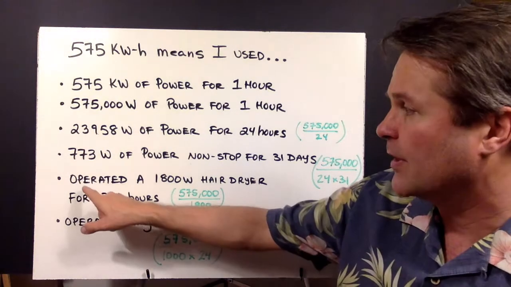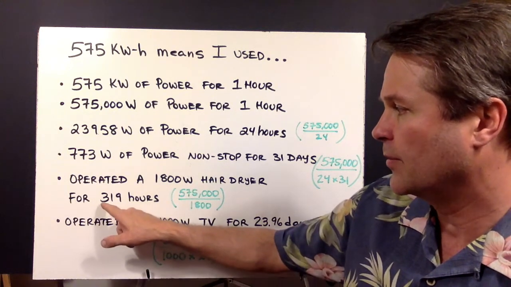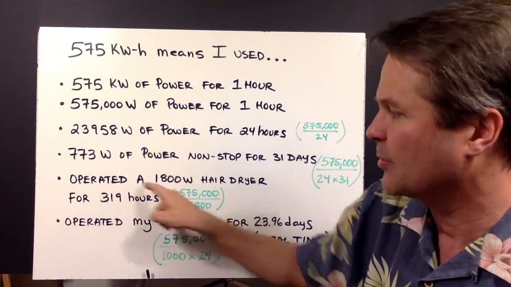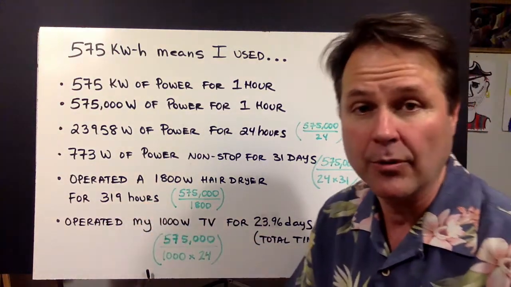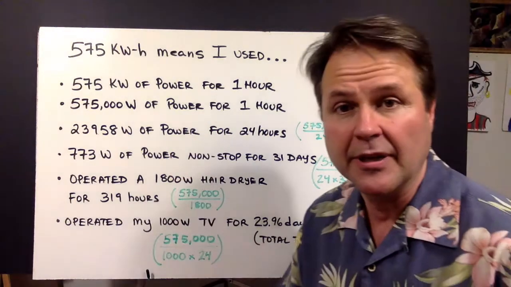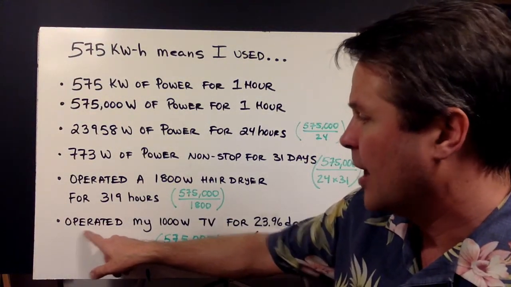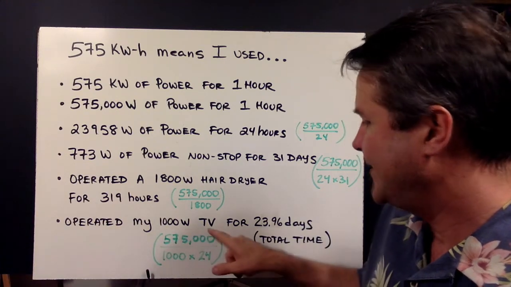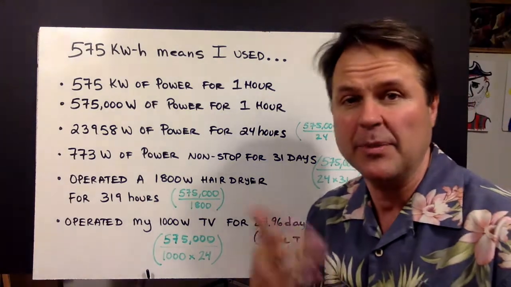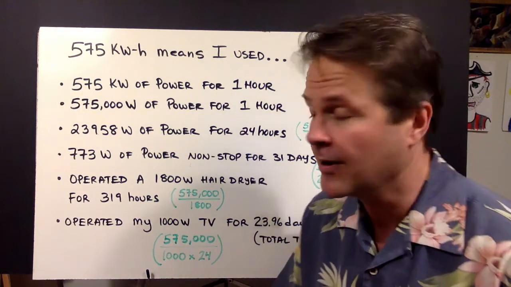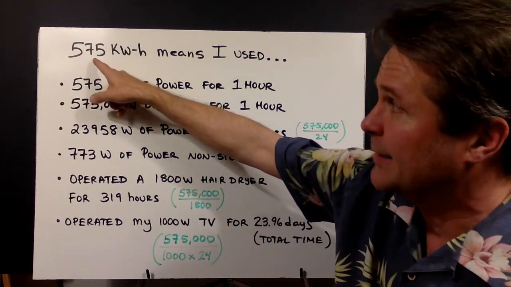Now, this represents me operating an 1800-watt hair dryer for 319 hours. So that's about 10 hours a day nonstop. Or I can operate my 1,000-watt television for 23.96 days. That's total time. Maybe I shut it off after the 5th day for an hour. But the total number of days, that's what I could do with my television.